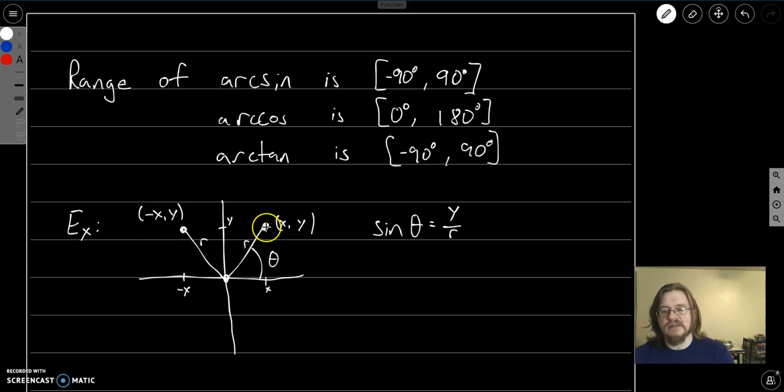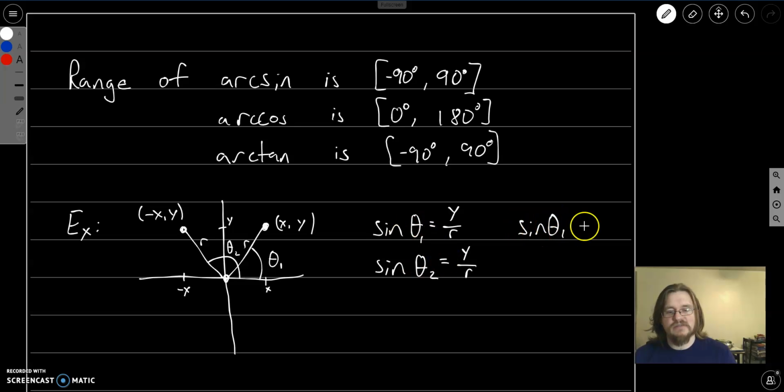So it's as if I flipped this over, and I've just moved this point to the other side. What happens here? Well, I have this other angle, so maybe I'll call that angle theta 1, and I'll call this angle theta 2. So what is the sine of theta 2? Well, it's the y value, which they have the same y value, and they're the same distance away from the origin. So both of these guys are equal to one another. So the sine of theta 1 is in fact equal to the sine of theta 2.